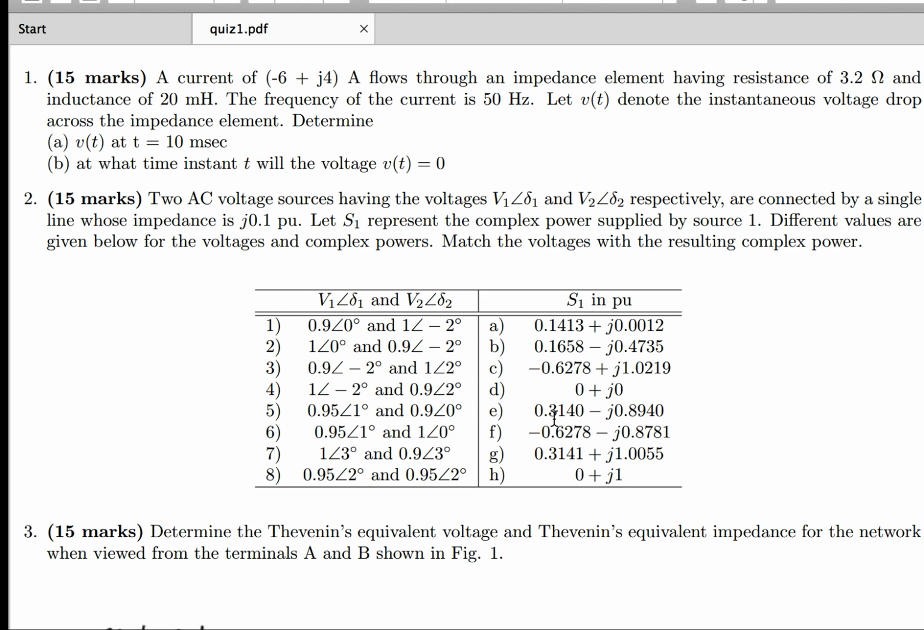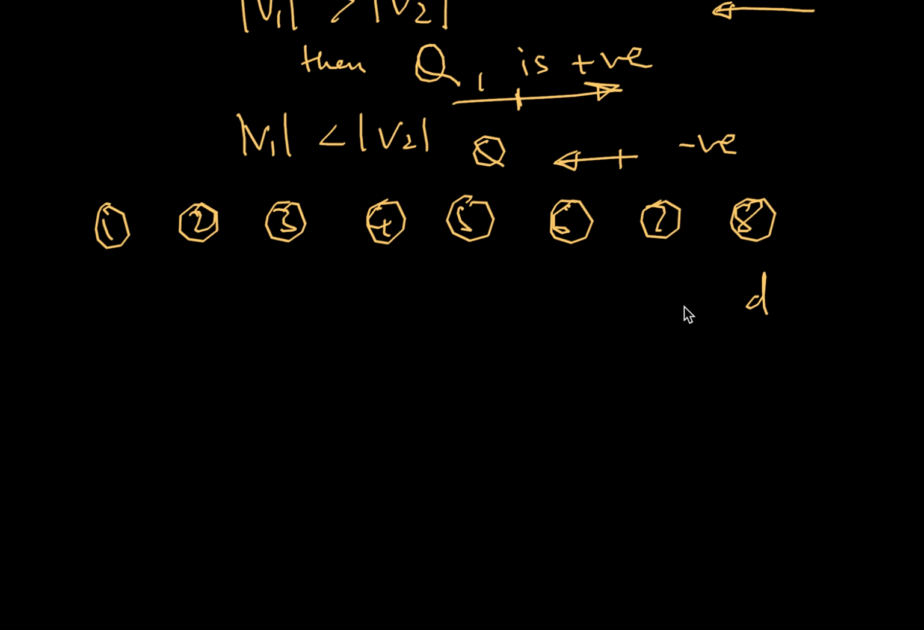Next, what do we have? Here you see 0, which means the active power is 0. When will the active power be 0? When both the angles are equal. Looking at this, the angles are not equal for each of these except the last two: the seventh one has 3 degrees and 3 degrees, and the eighth one also has 2 degrees and 2 degrees. But the eighth one is already taken. In the seventh one the angle is the same, but the voltage here is higher, so the reactive power will be positive. That's what we can confirm from here. Therefore 7 is H.